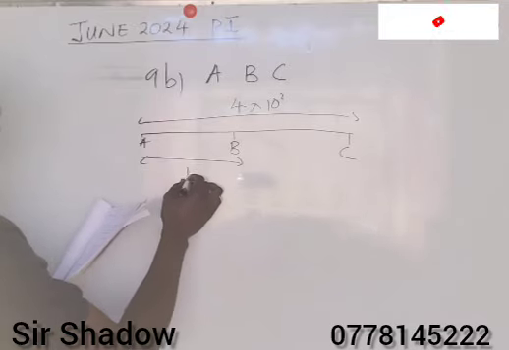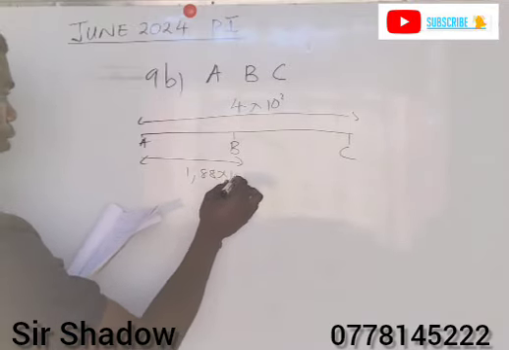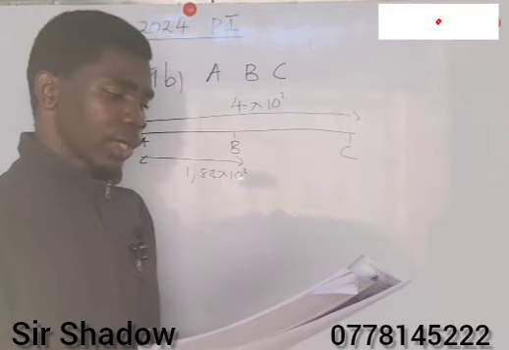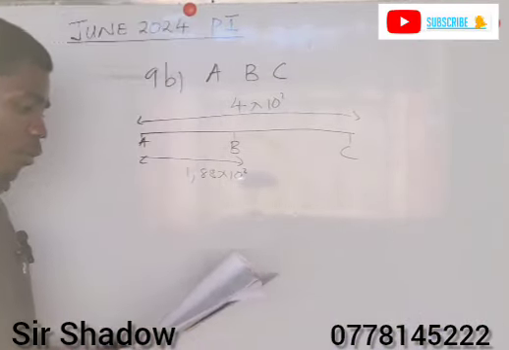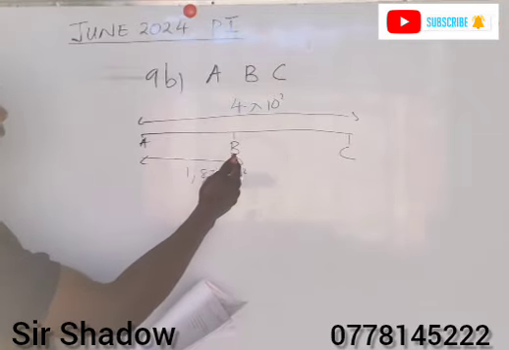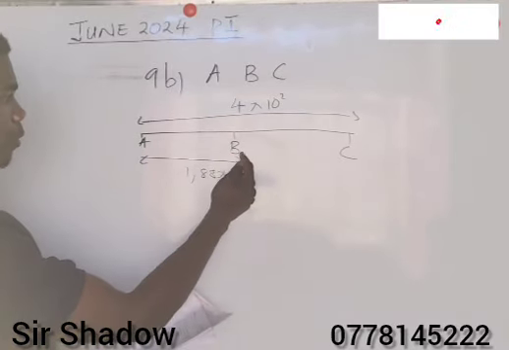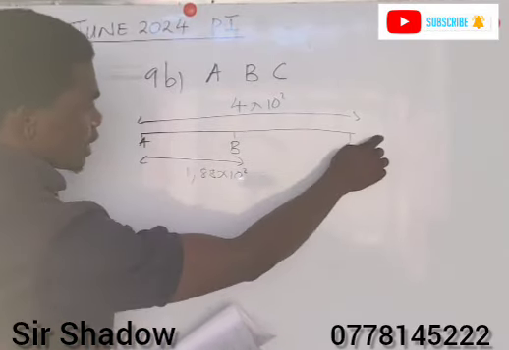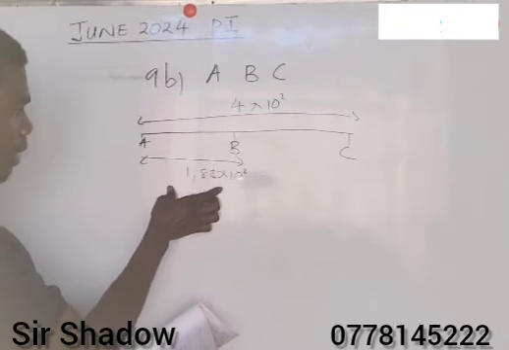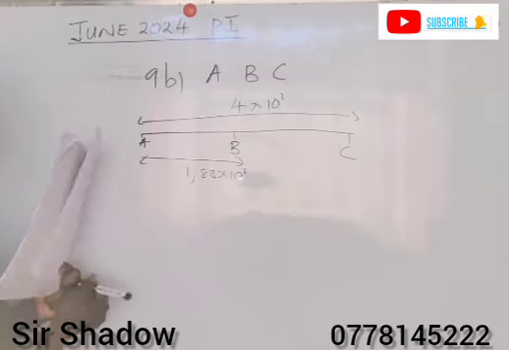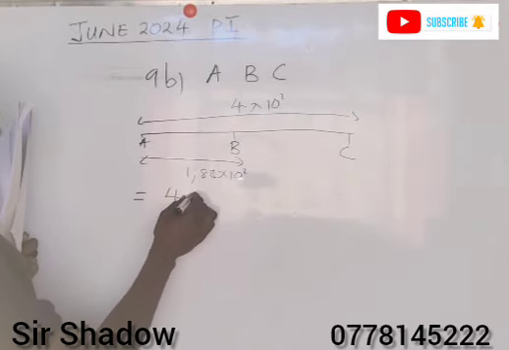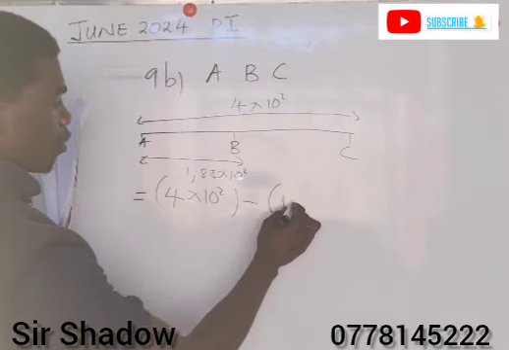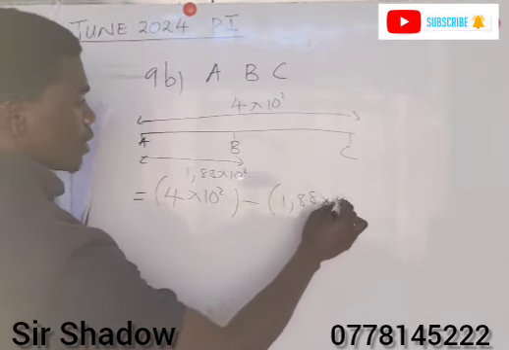This becomes 1.88 times 10 to the power of 2. Then the question reads, find the distance of town B from C. So for us to find the distance from B to C, we take the distance from A to C minus the distance from A to B, so that we eliminate this part and find this distance. So this is equal to 4 times 10 to the power of 2 minus 1.88 times 10 to the power of 2.